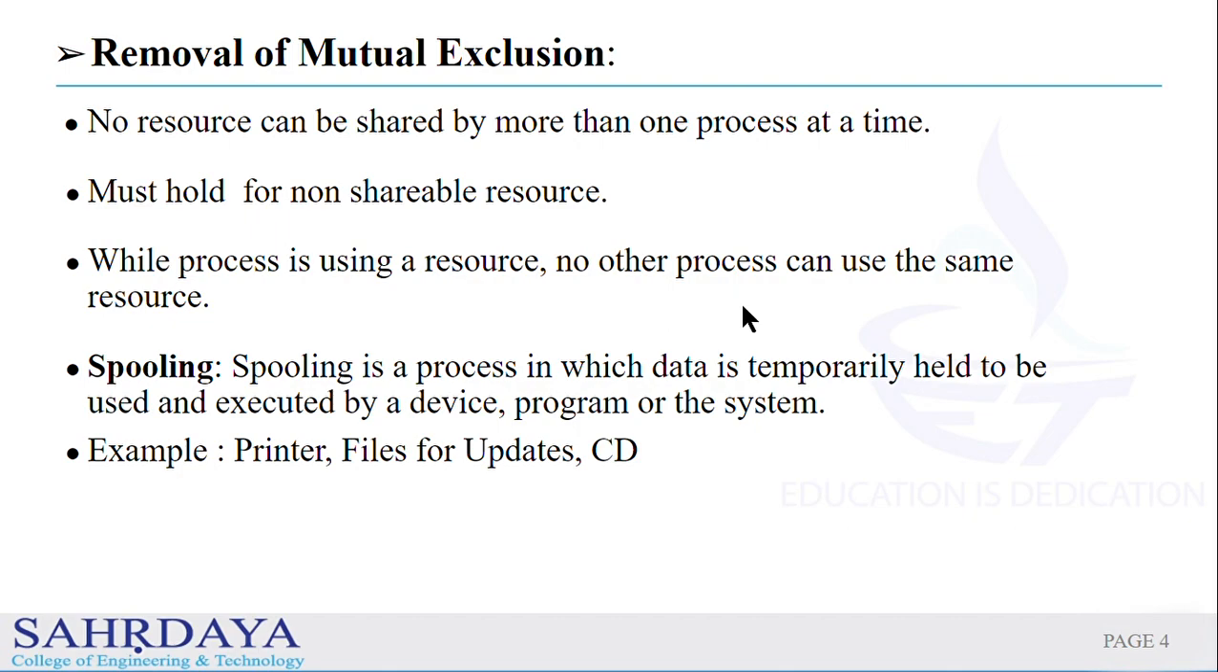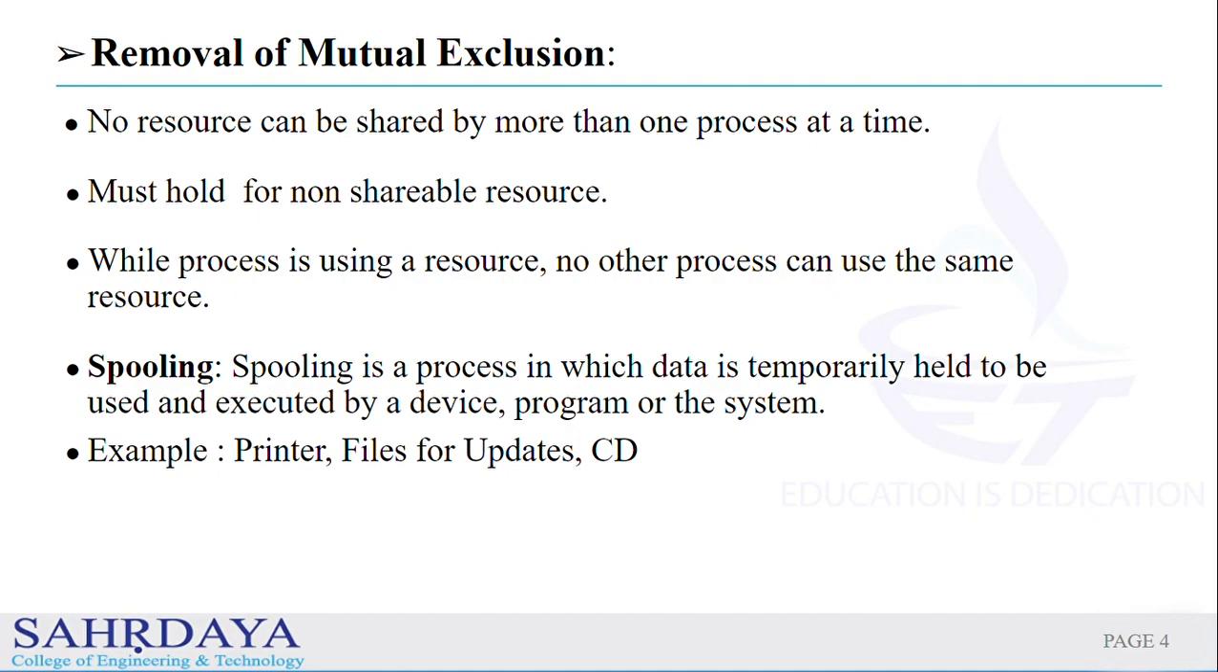How to remove mutual exclusion? Make all the resources shareable, but that is not easy and almost impossible. We cannot implement this method. We cannot make all the resources shareable because some resources are inherently non-shareable, like a printer, which is not a shareable resource.